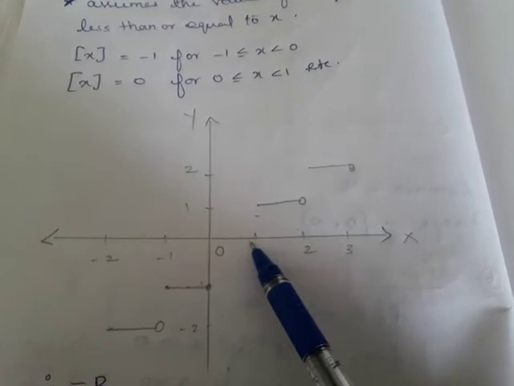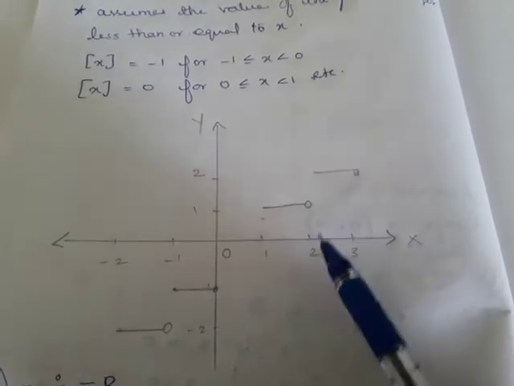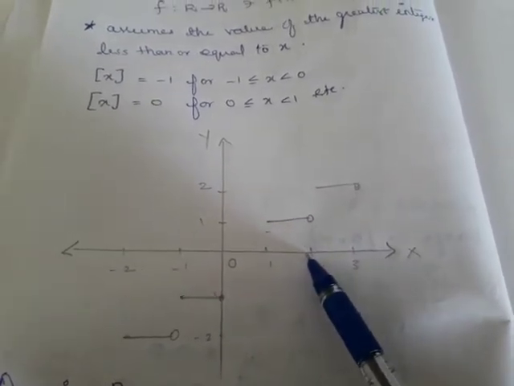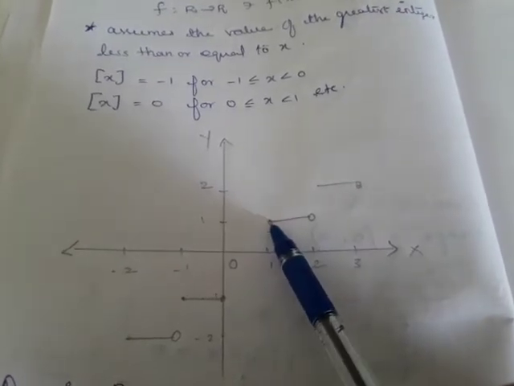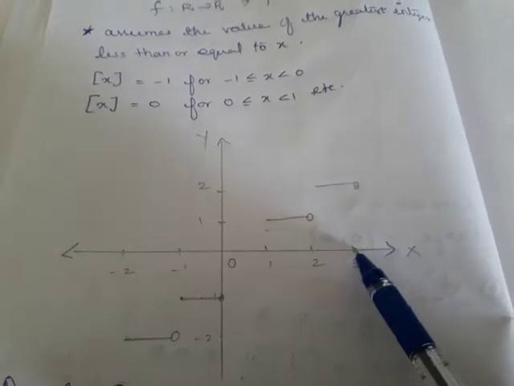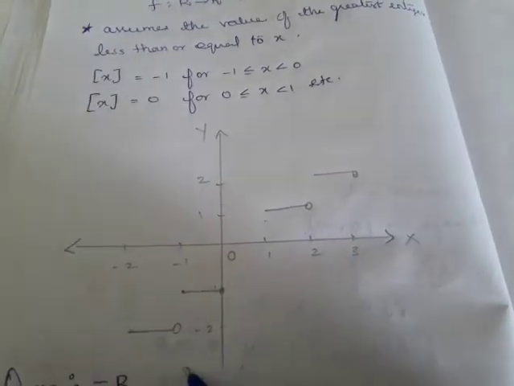That is what is represented in the graph also. If the value lies between 1 and 2, we will take 1 only as the answer, until less than 2, not inclusive of 2. When it starts from 2 to 3, exclusive of 3, then we will take 2 as our answer. Same way with the negative numbers also.